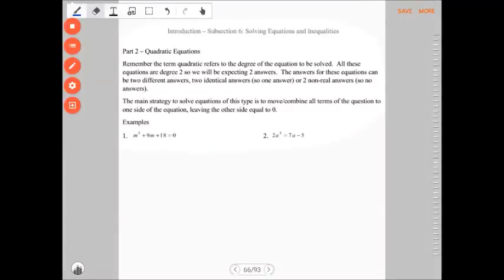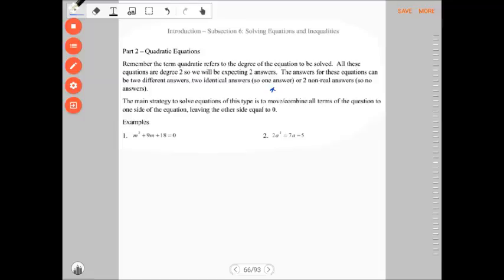Alright, subsection 6, solving equations and inequalities, part 2, quadratic equations. Remember, the term quadratic refers to the degree of the equation being solved. All these equations will be degree 2, so as a consequence we're going to be expecting 2 answers. The answer for all these will be 2 different answers, 2 identical answers, so only one answer, or 2 non-real answers, so no answers.